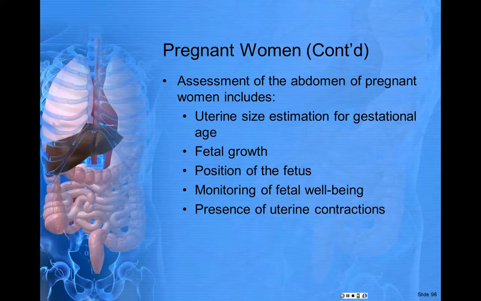To assess the abdomen of a pregnant woman, you are also going to include the size of the uterus. So you're estimating gestational age by where the uterus is on the abdomen. That determines fetal growth, and the position of the fetus is also evaluated in the abdominal exam, which way it's facing, whether it's breech, etc. That's called Leopold's maneuver. Also, monitoring of fetal well-being with ultrasound, listening for heart sounds, and noting the presence of uterine contractions.